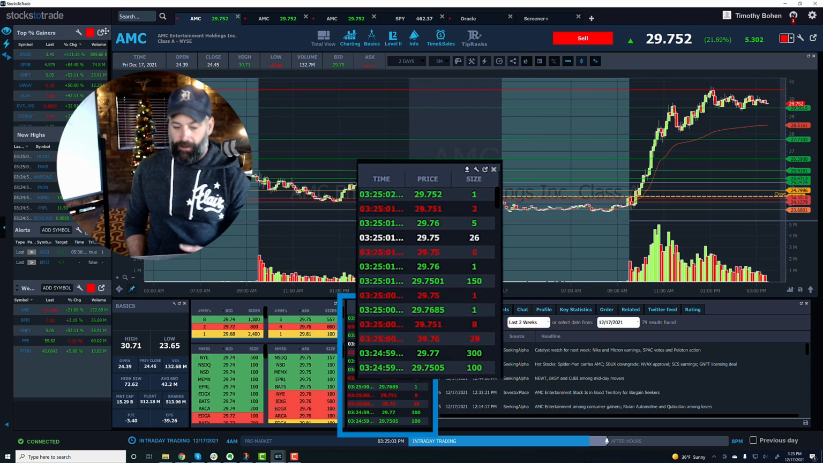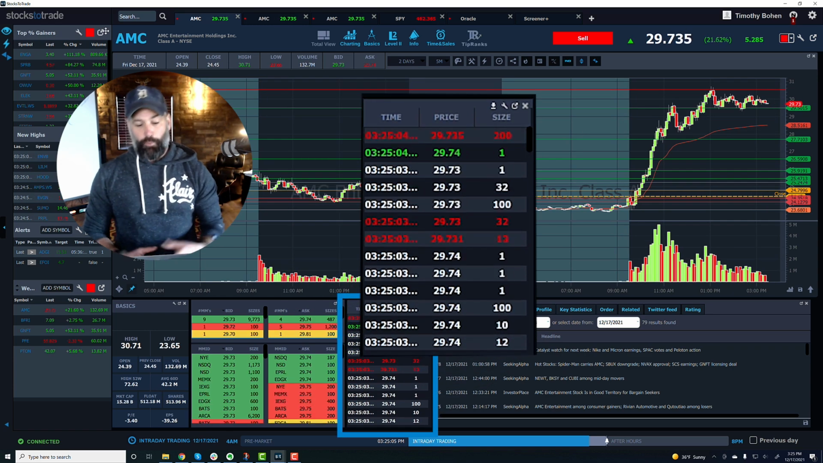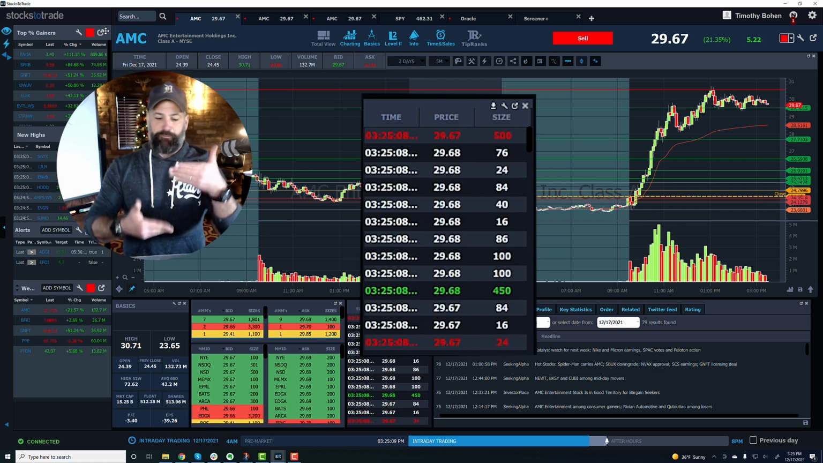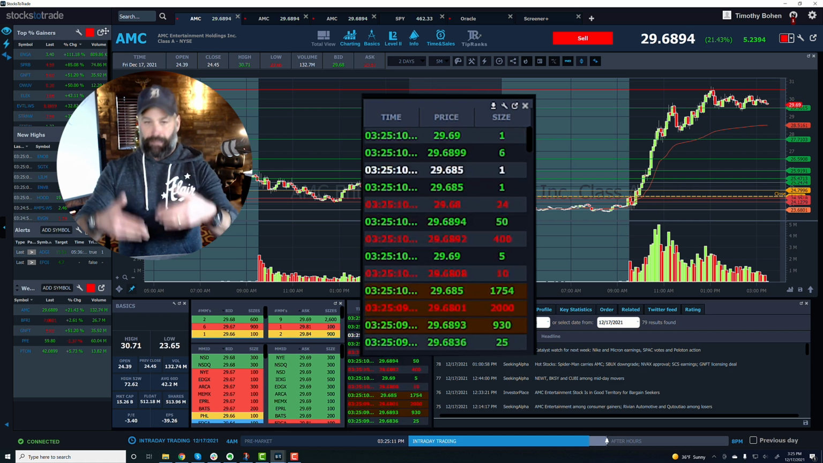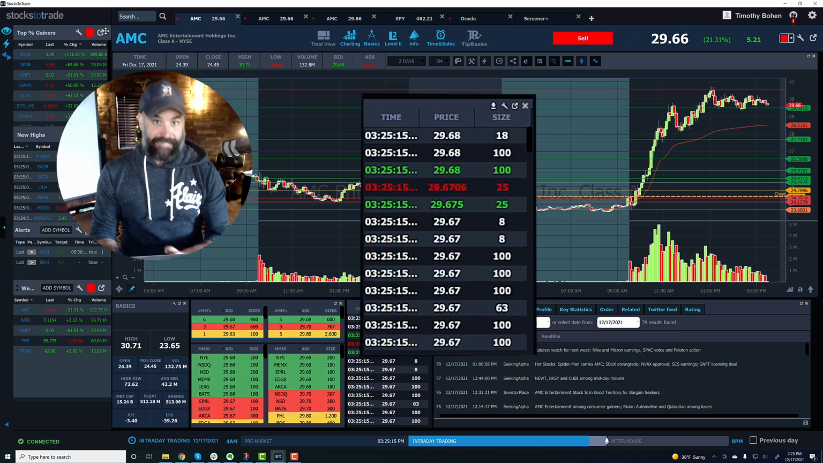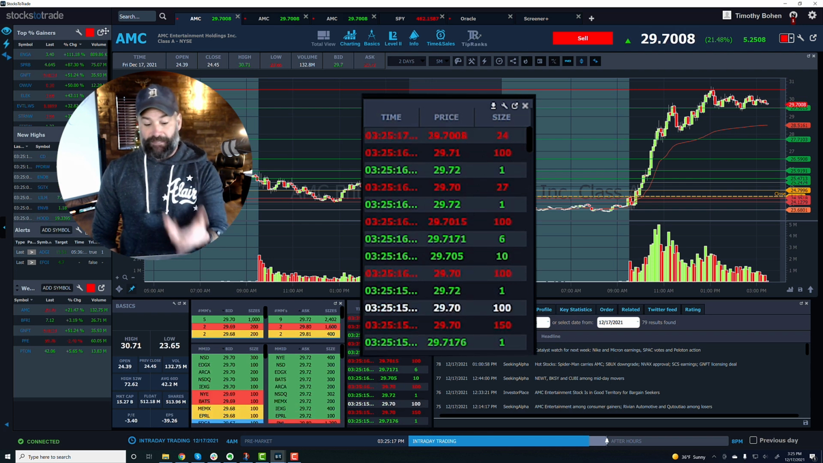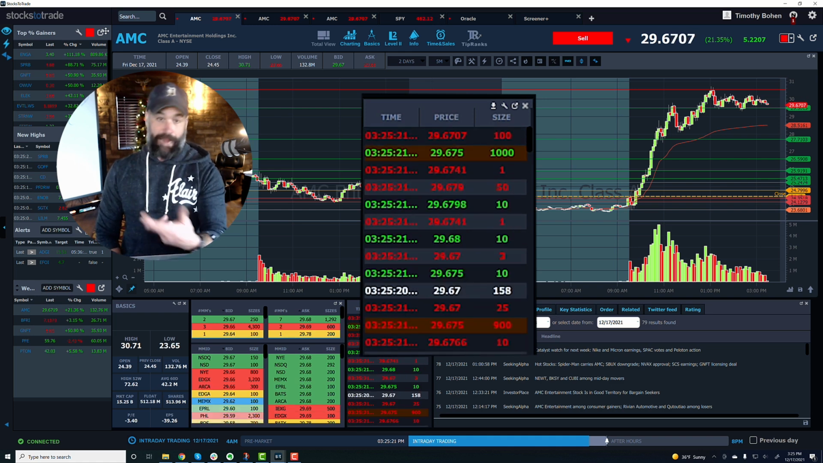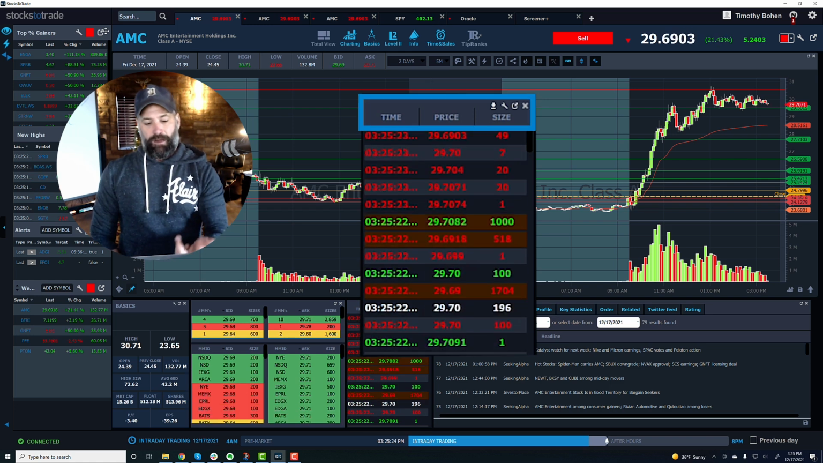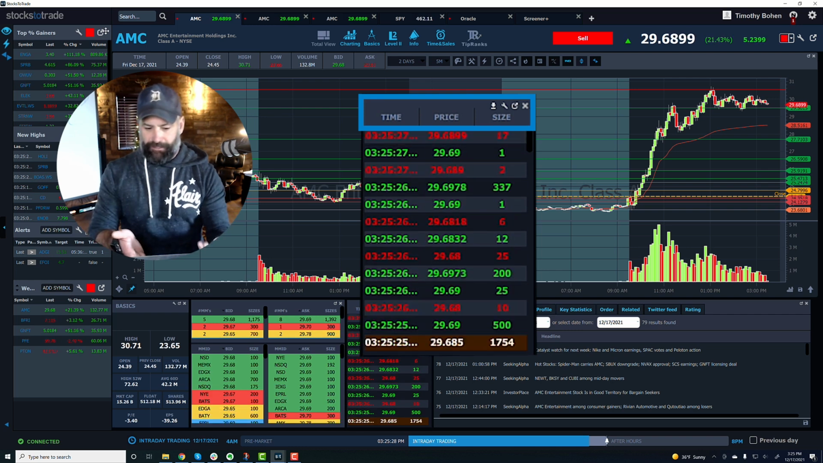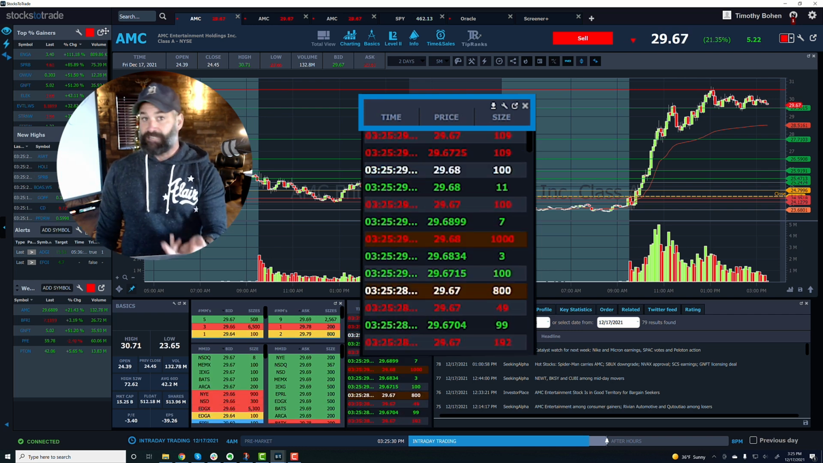Next thing we're looking at is the level 1, which is what we call the tape. Basically every sale that is consummated goes on the tape. Every time there's a transaction made, it goes on the tape. It's what we call the level 1. So you'll see 3 things. Time, obviously we know what the time is. That's the timestamp. The next is the price.